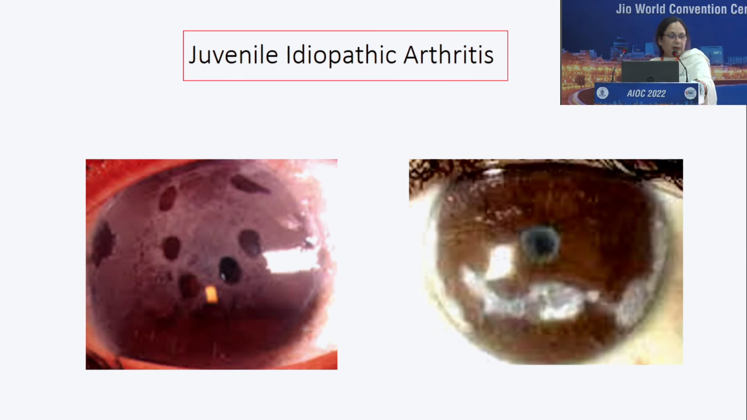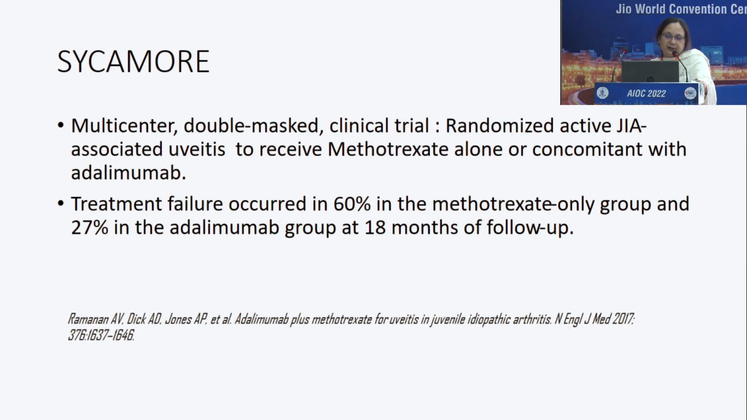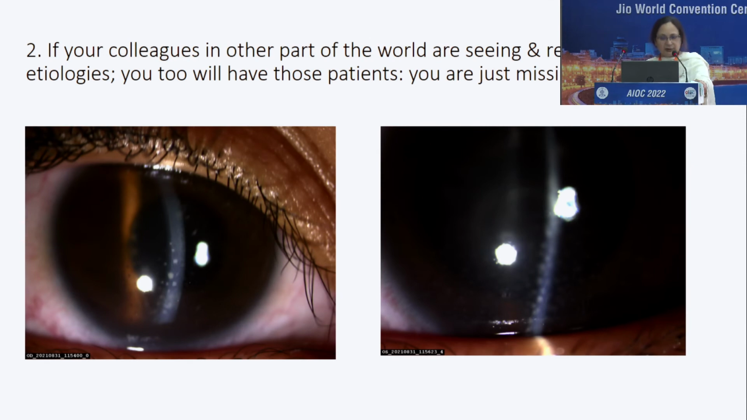If you have seesaw kind of inflammations coming back, the majority of these children will end up in a scenario like this. SYCAMORE is another multicenter double-masked clinical trial which randomized active JIA patients to receive methotrexate alone or in combination with adalimumab, and they found that treatment failure occurred in 60% if you give only methotrexate and 27% if you combine adalimumab. So it's worth taking the risk of giving it.